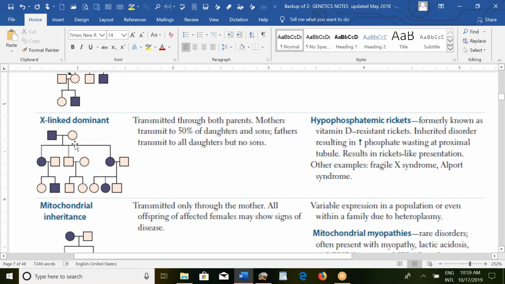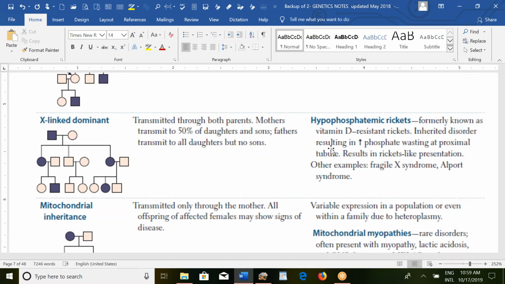Similarly, here one girl was affected, so it was transmitted to just one girl, she had two girls, so 50% of the daughters and sons will be affected. Two sons, but again just one girl affected. This type of disorder is relatively rare.